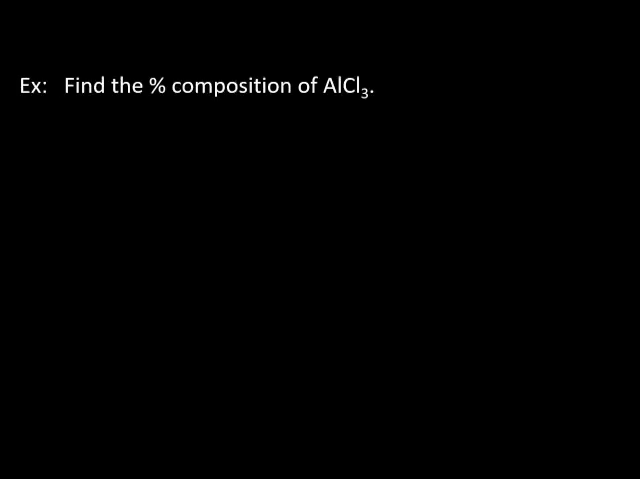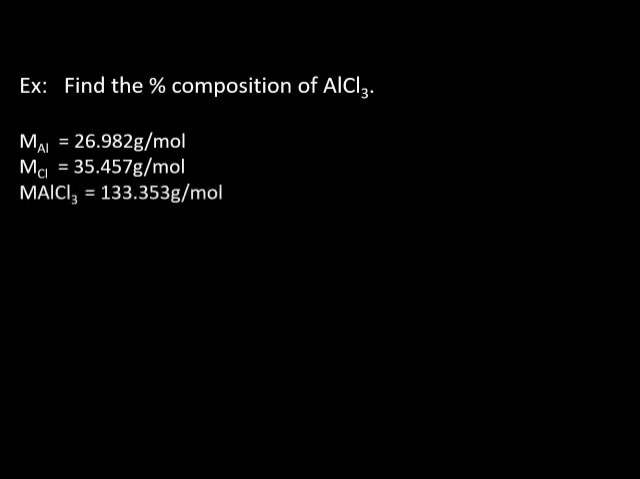Here's an example. Find the percent composition of aluminum chloride. All right, so we've got the molar mass of aluminum, which is 26.982. We've got the molar mass of chlorine, which is 35.457 grams per mole. And so the molar mass of aluminum chloride then is the 26.982 plus 3 times the 35.457, which gives us 133.353 grams.